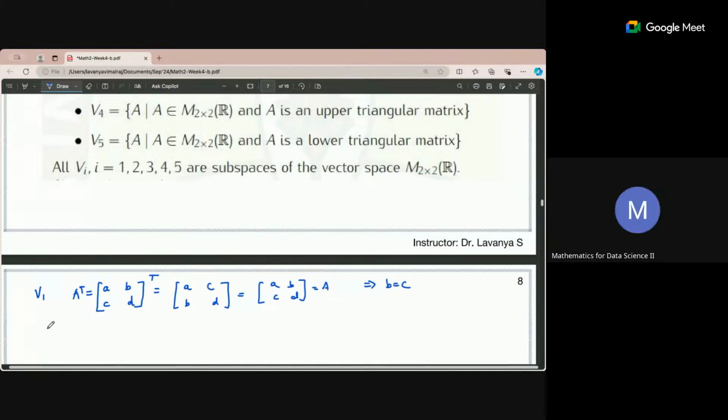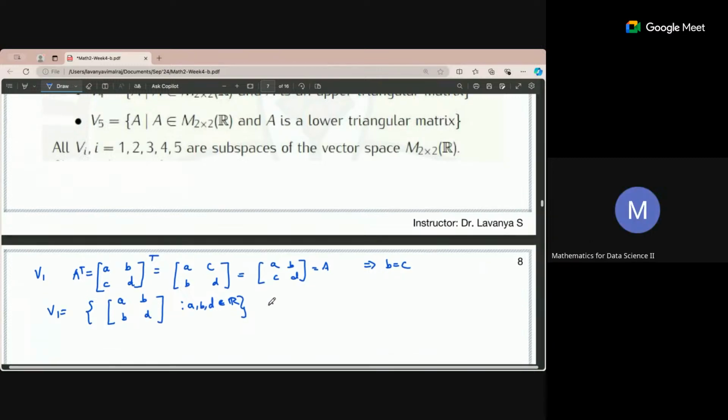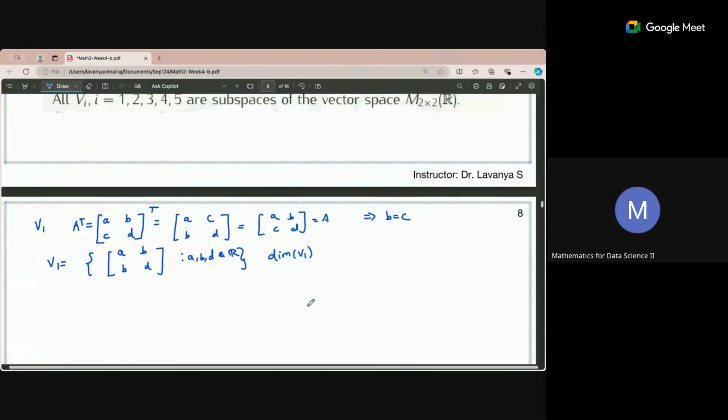So you can rewrite V1 as the set of all [A, B; B, D], where A, B, and D are real numbers. Now how many variables do you have here? 3. So what is the dimension of V1? 3. And how are we going to find the basis?